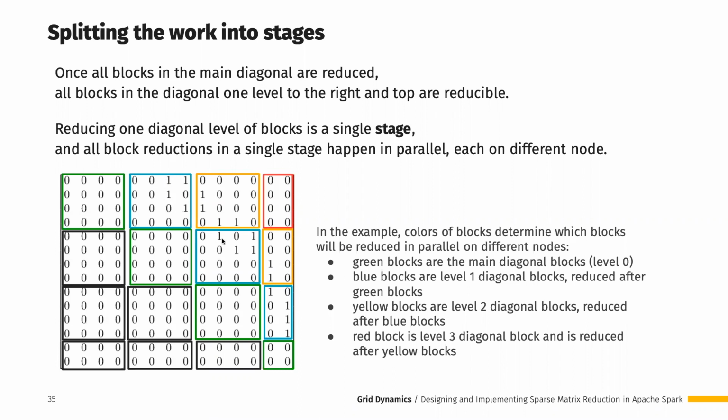They are reducible, so we can reduce all of them in parallel and in different nodes. And once they are reduced, we can go to yellow ones, and so on and so on. At the end, we would get the reduced matrix.